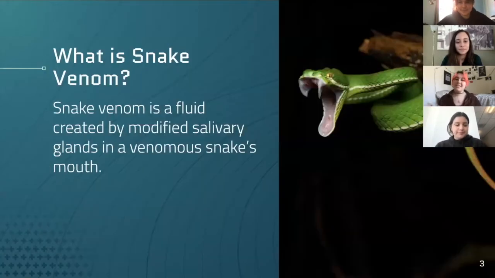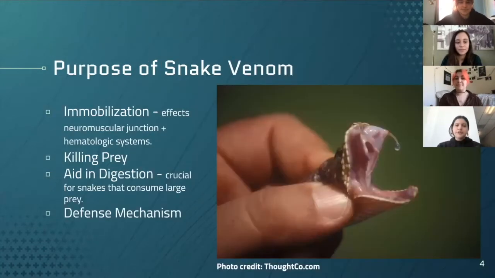So what is snake venom? Snake venom is a fluid created by modified salivary glands in a venomous snake's mouth. The color of snake venom can range from clear to yellow, and it's produced in glands located behind their eyes. It's important that the venom is encased in glands because it allows the venom to not be introduced into the snake's blood. There are 4 primary purposes for the use of snake venom.